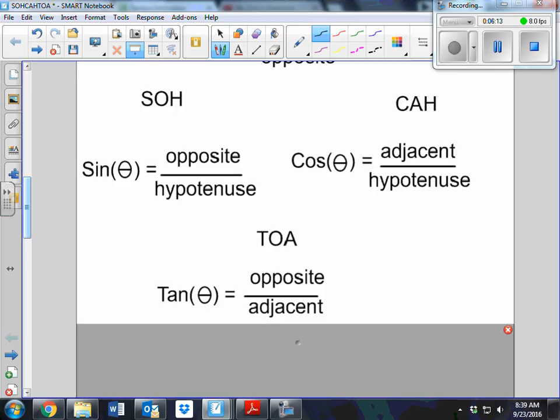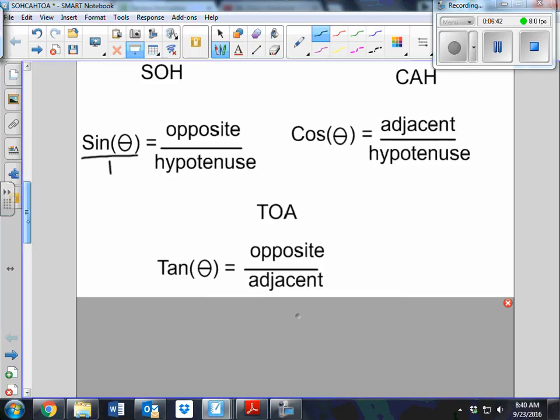But to move on, it is the sine of theta equals opposite over hypotenuse. And just like math, we can put a 1 over this, and then we can cross multiply. So if I'm trying to figure out the hypotenuse and I have the opposite, I can cross multiply and solve for these. So cosine is adjacent over hypotenuse, and tangent is opposite over adjacent. And I'll show you an example in a moment.